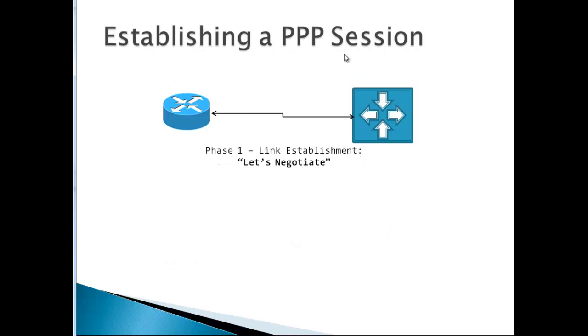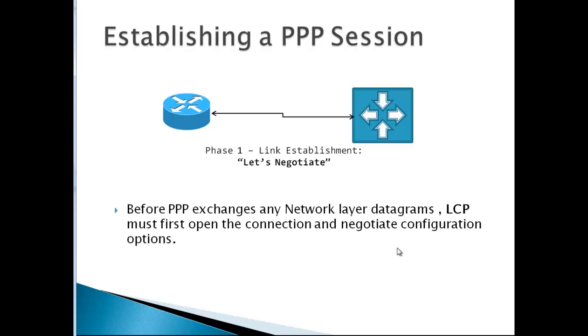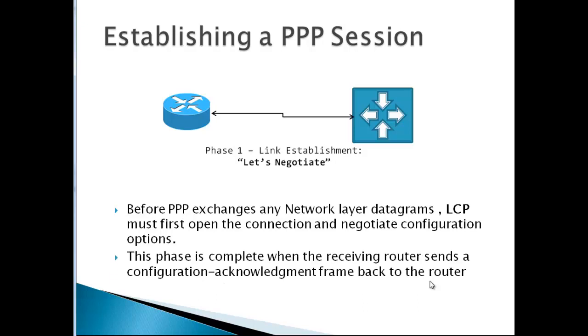So, establishing a PPP session. The first phase is link establishment. So let's negotiate. Before PPP exchanges any network layer datagram, LCP, the Link Control Protocol, must first open the connection and negotiate configuration options. This phase is complete when the receiving router sends a configuration acknowledgement frame back to the router. This is layer 2, so we are talking frames here.